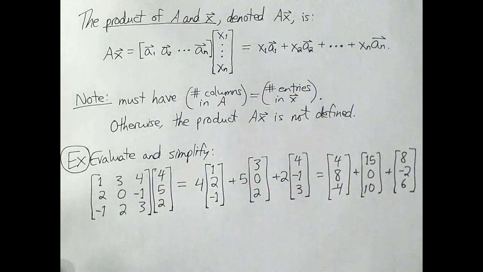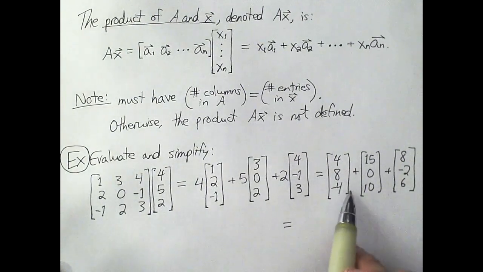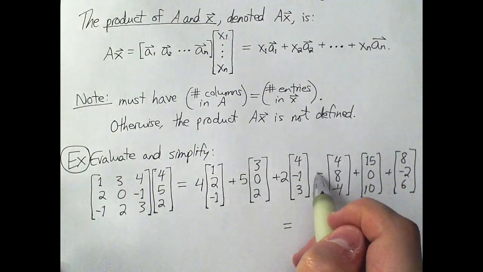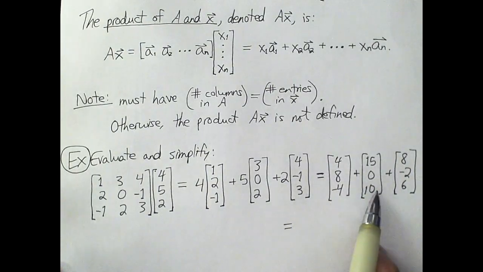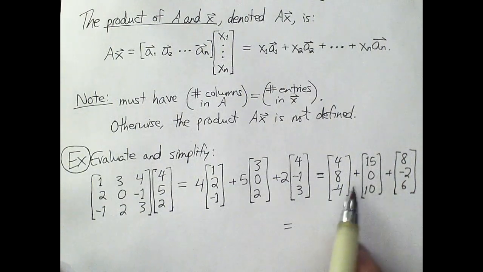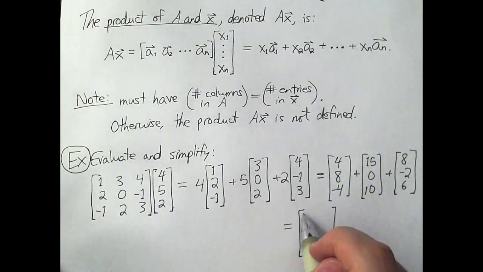So is that the final answer? No, we could simplify this more. Because right now what we have, the last part that we wrote, is a vector plus a vector plus a vector. Well, why don't we just add them together and merge them all into one? Here, watch this. I'm going to merge them into one vector. How do I do that? You add the corresponding entries.